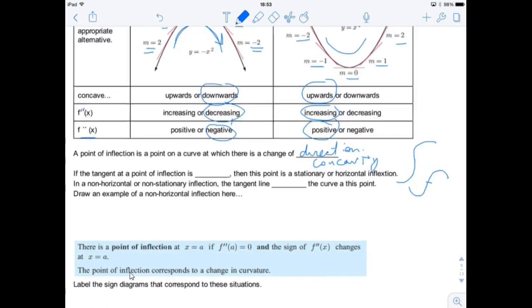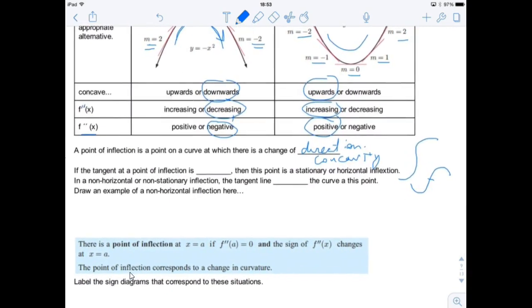Okay. If the tangent at a point of inflection is gradient 0, then this point is a stationary or horizontal inflection. In a non-horizontal or non-stationary inflection, the tangent line touches the curve at this point. Draw an example of a non-horizontal inflection here.